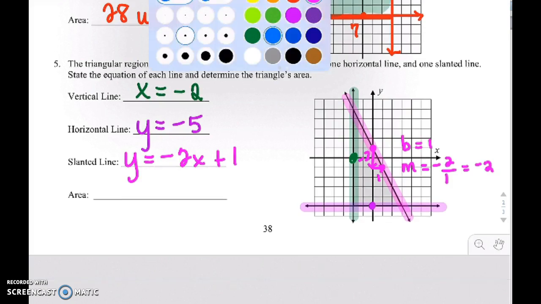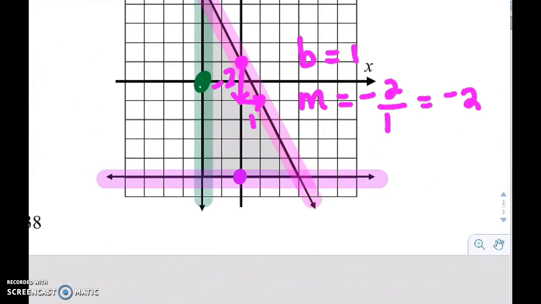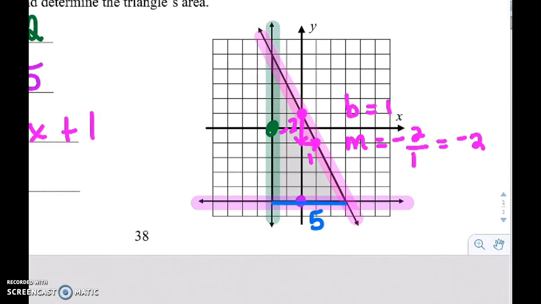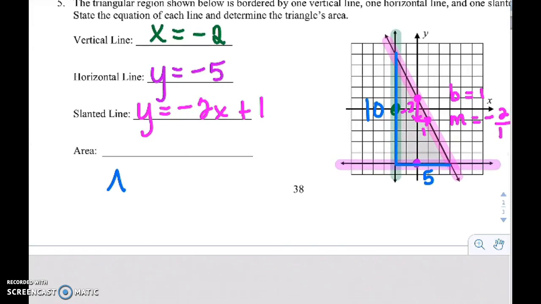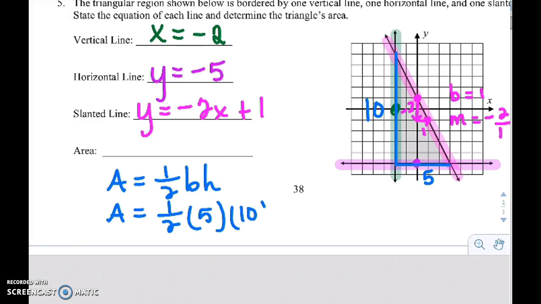All right, so in blue, let's find our base and our height here. 1, 2, 3, 4, 5. This is a base of 5. Height, 1, 2, 3, 4, 5, 6, 7, 8, 9, 10. So that is a height of 10. Area of a triangle is 1/2 base times height, or base times height divided by 2. So 1/2 times 5 times 10 gives me an area of 25 units squared.